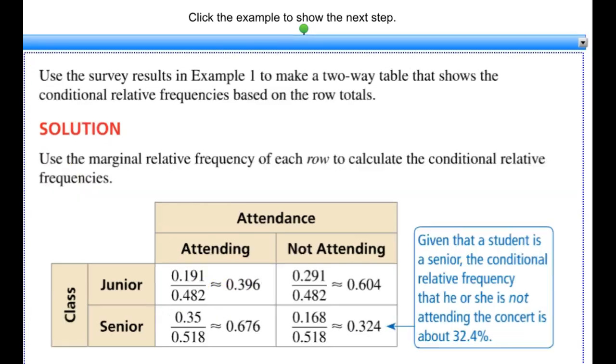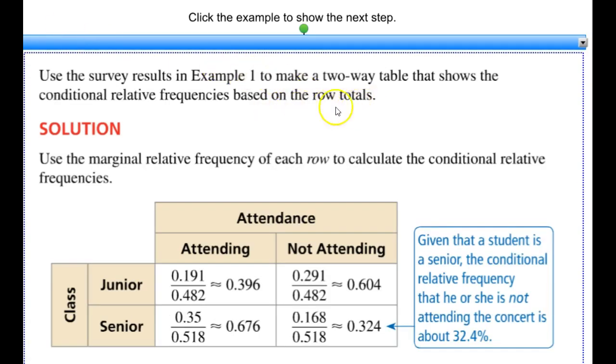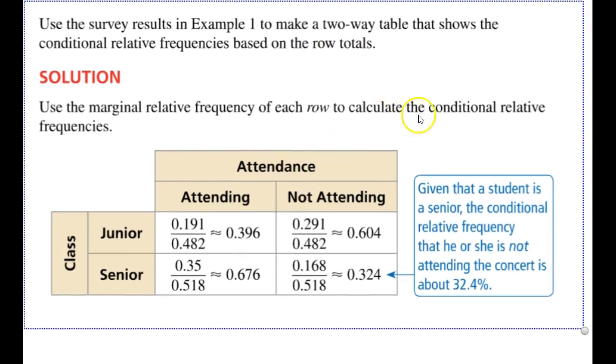Now I take that joint relative frequency and I divide it by the total that was in my row. And I use these totals because I was told in my example that I'm basing this on my row totals, not my column. So I'm using the marginal relative frequency of each row to calculate the conditional relative frequencies. So I take the values that I found from before and I divide them. So this tells me this statement right here. Given that a student is a senior, the conditional relative frequency that he or she is not attending is 32.4%.